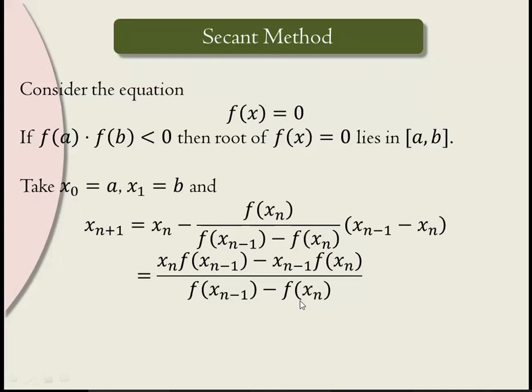Actually, it is similar to the regula falsi method. In the regula falsi method, we take the interval AB and then use the formula. Here we fix one point, either A or B, depending on the value of the function, whether it is positive or not. If f of A is positive, then we fix the B point, and we change the interval depending on the new value. Here we are not fixing any point.